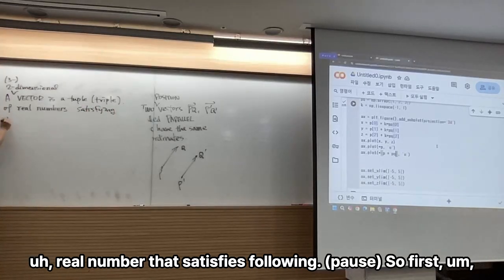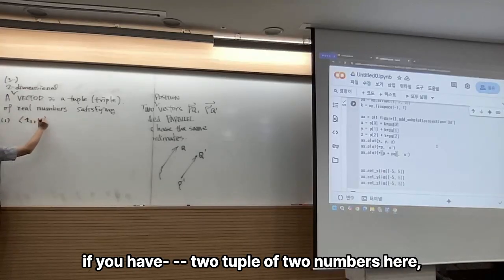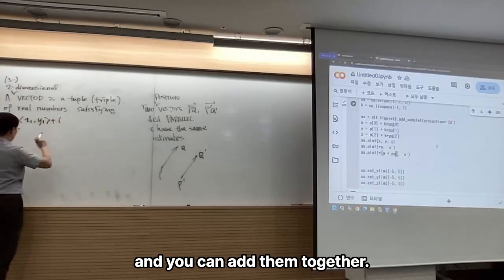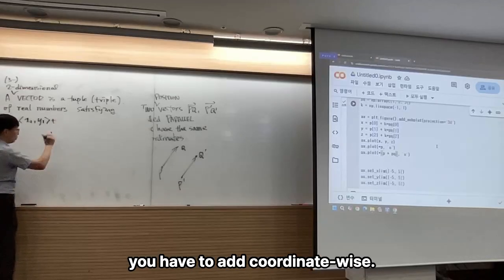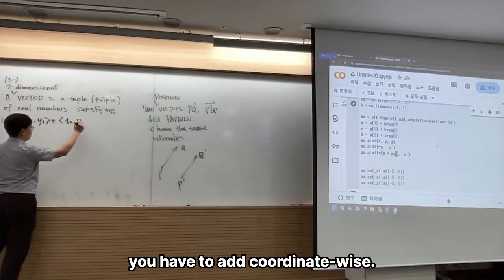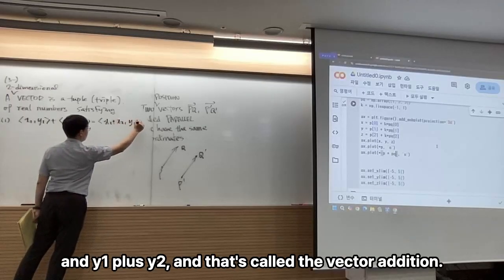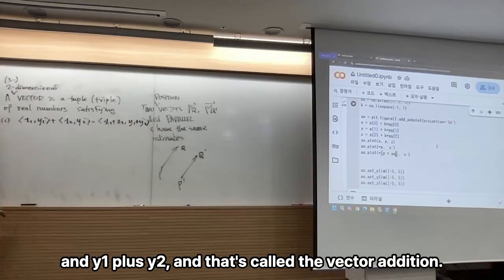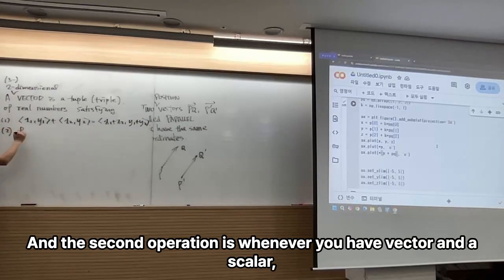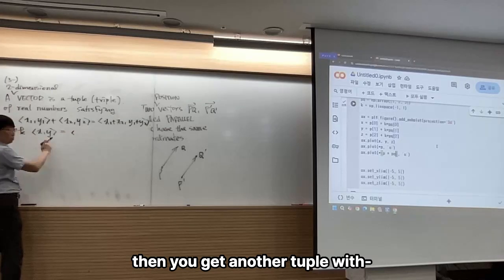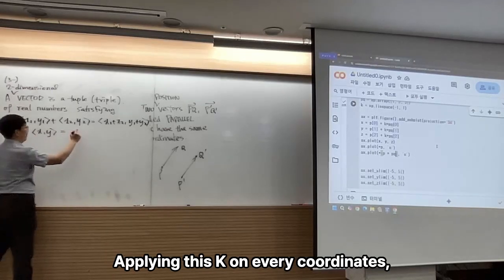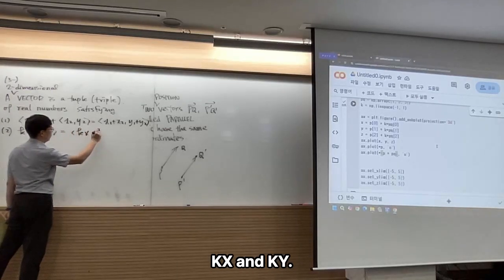So first, if you have tuples of two numbers here, you can add them together. When you add them together, you have to add coordinate-wise. So x1 plus x2 and y1 plus y2. And that's called the vector addition. And the second operation is whenever you have a vector and a scalar, just a real number, then you get another tuple by multiplying this k on every coordinate, kx and ky.